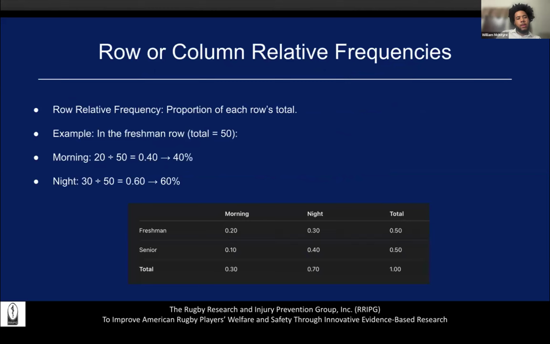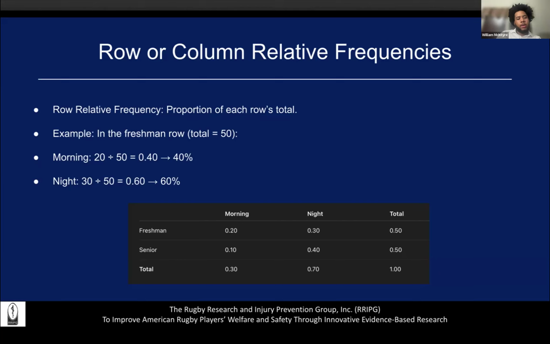Each row has its own relative frequency, which is the portion of each row's total. For example, the freshman row has a total of 50 freshmen. To find the relative frequency, you take the number of freshmen who prefer the morning and divide it by the total number of freshmen. There are 20 freshmen here that prefer studying in the morning, so you divide that by the total number of freshmen, and that gets you a 40% frequency for freshmen that prefer studying in the morning.